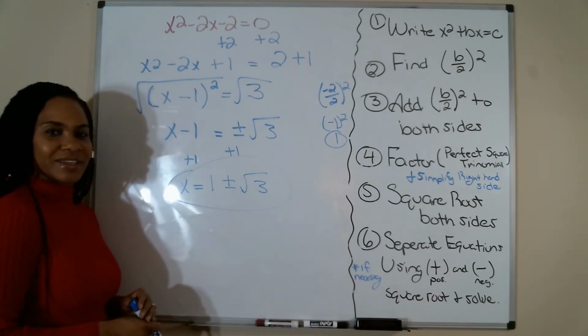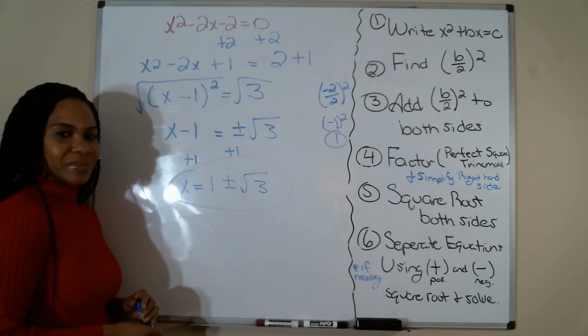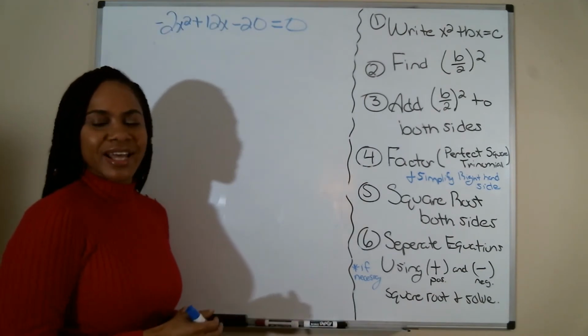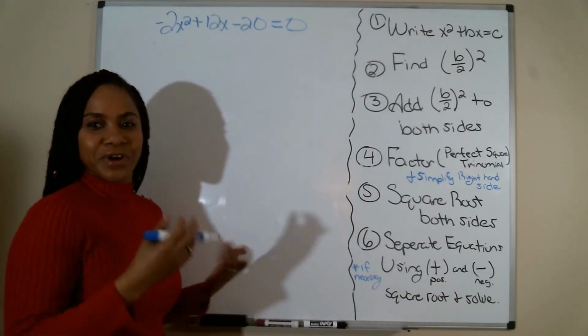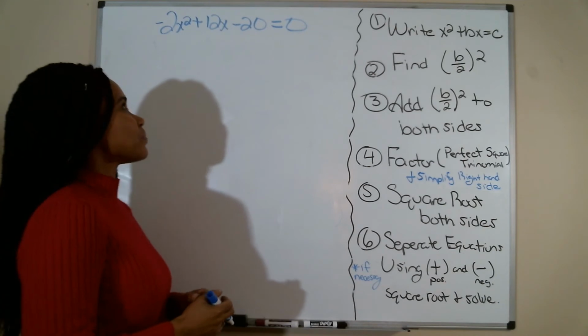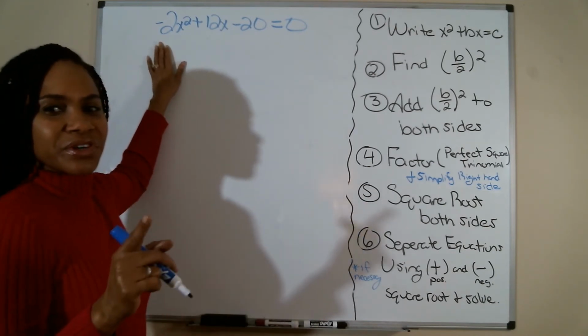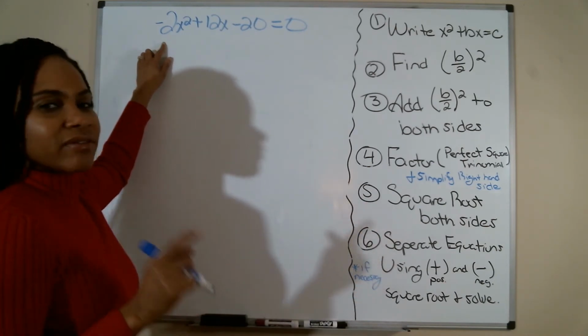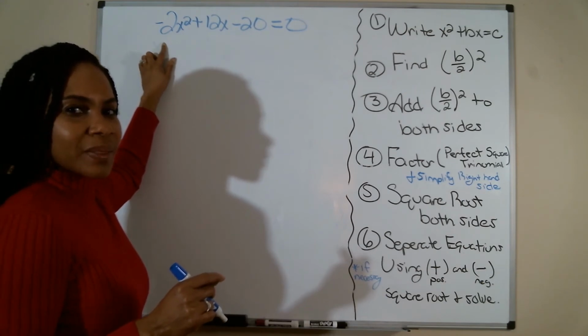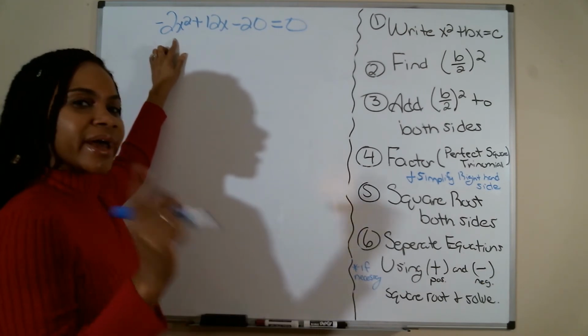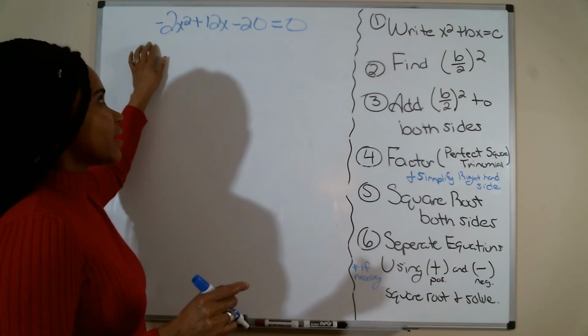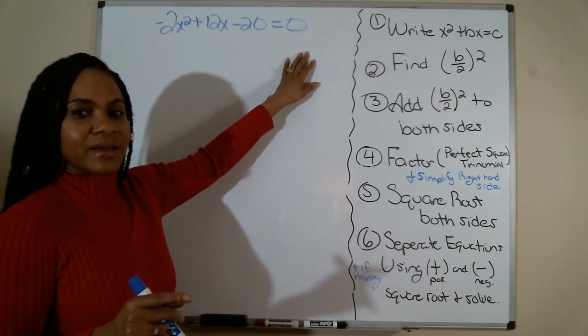So we've solved this quadratic equation by completing the square. All right, so the last problem I'm going to show you before I have you try one of your own is a problem where you don't have a 1 for your a. So as you can see here, we have a negative 2 for a. So the only added piece, if your a is not 1, you want to divide everything by a.